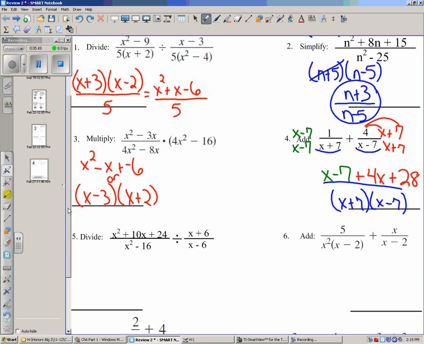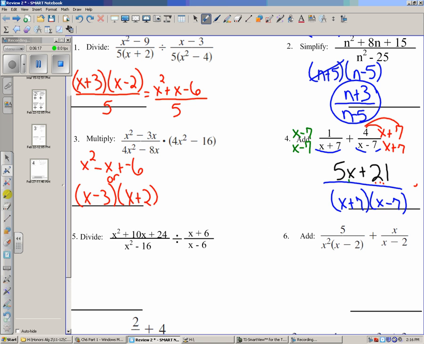I can combine my x's into 5x, and then I can combine my constants into 21. So I'm going to go ahead and just erase my old numerator now and replace it with those two. And there's my final answer.